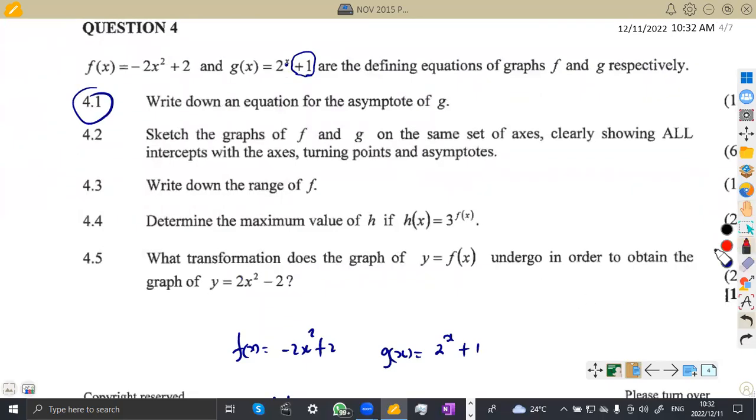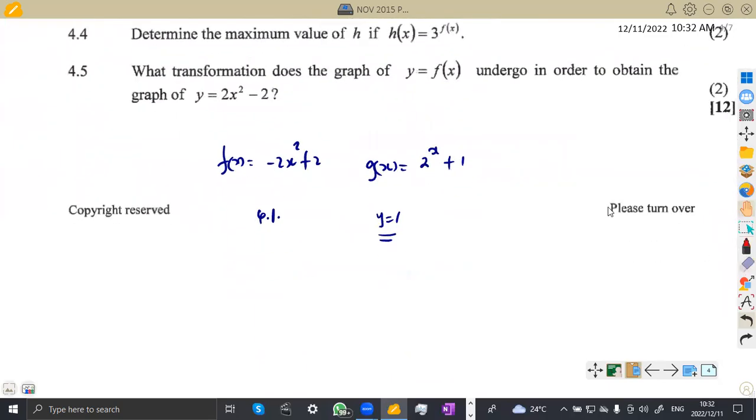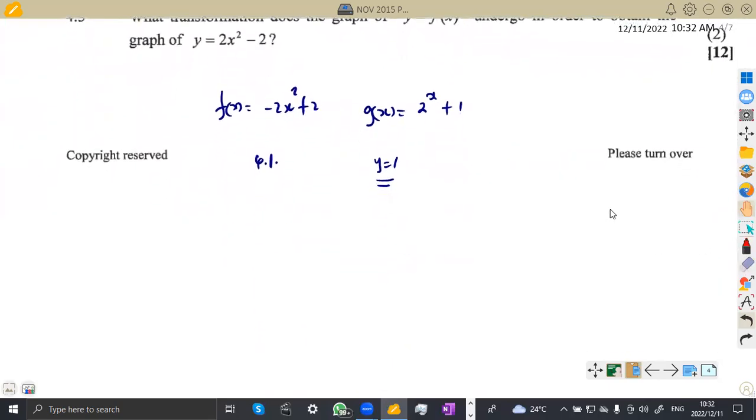All right. Then on 4.2, sketch the graphs of f and g on the same set of axes, clearly showing all the intercepts with axes, turning points, and their asymptotes. All right, so that was the question. So what can we do, guys, to sketch these graphs? 4.2. So let's start with f of x.